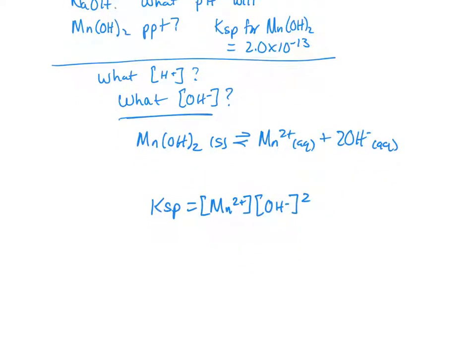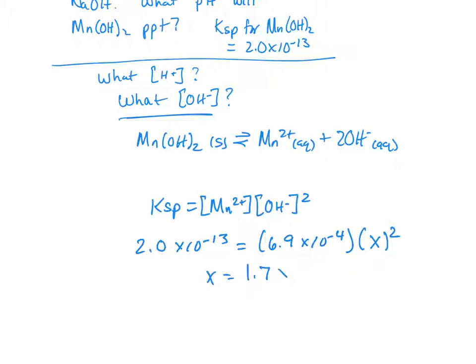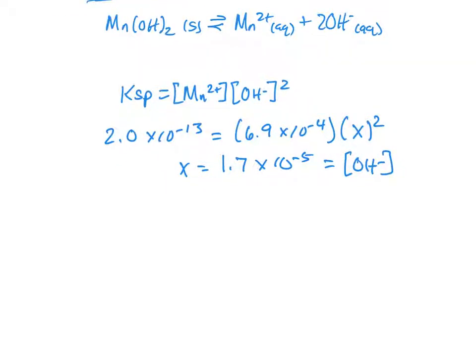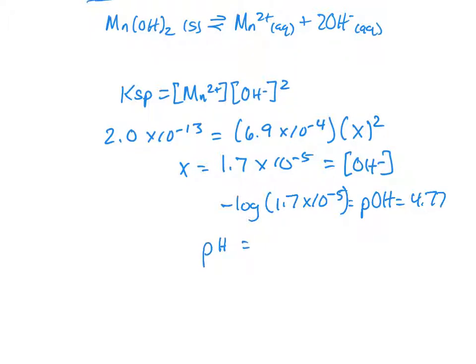Okay, so like I said, we know our Ksp, 2 times 10 to the minus 13. This is equal to 6.9 times 10 to the minus 4 times, we'll call OH minus x, squared. So x is going to be equal to 1.7 times 10 to the minus 5. This is our hydroxide ion concentration. Now we do minus the log to get the pOH, and I'll get 4.77. So then the pH, 14 minus that, is 9.23. Question?